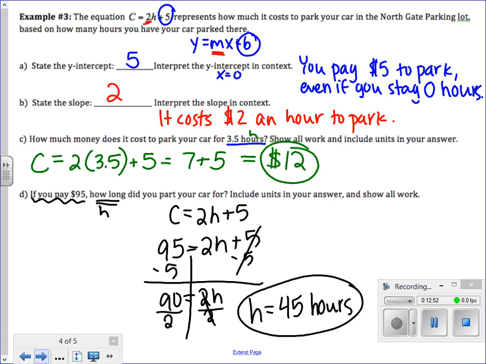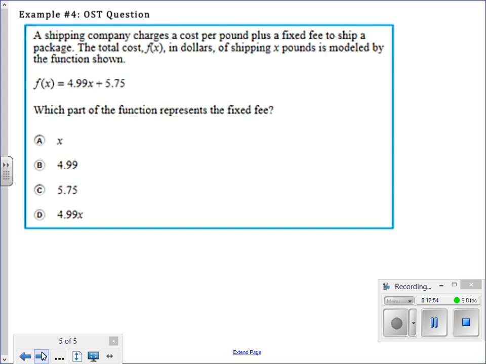All right, last question. This is an OST linear modeling question. It says that a shipping company charges a cost per pound plus a fixed fee to ship a package. The total cost, f of x in dollars, of shipping x pounds is modeled by the function 4.99x plus 5.75. All it says is what part of the function represents the fixed fee. Now let's go back to what it says first. It says that they charge a cost per pound plus a fixed fee.